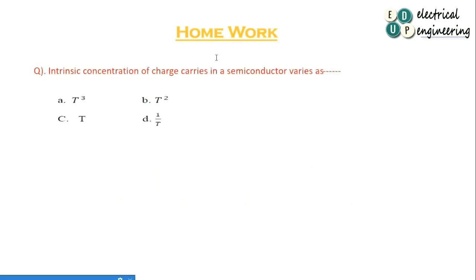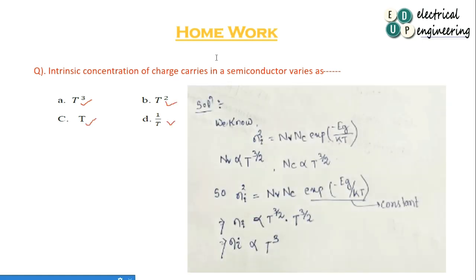Now start with the homework question which was given in the previous video. The question is: intrinsic concentration of charge carriers in a semiconductor varies as. The options are T cube, T square, T, or 1 by T.